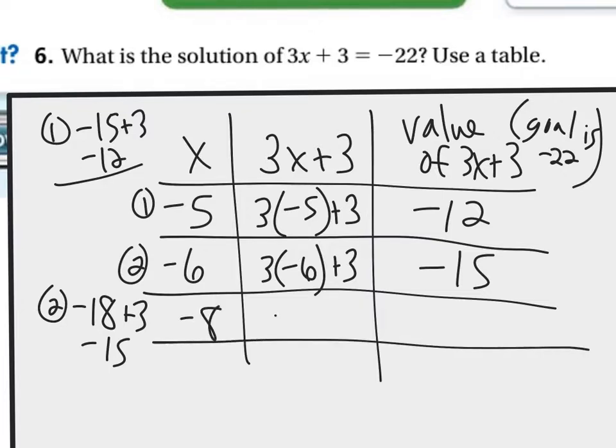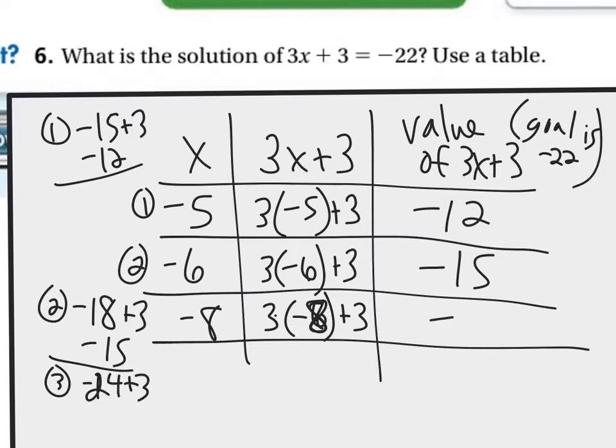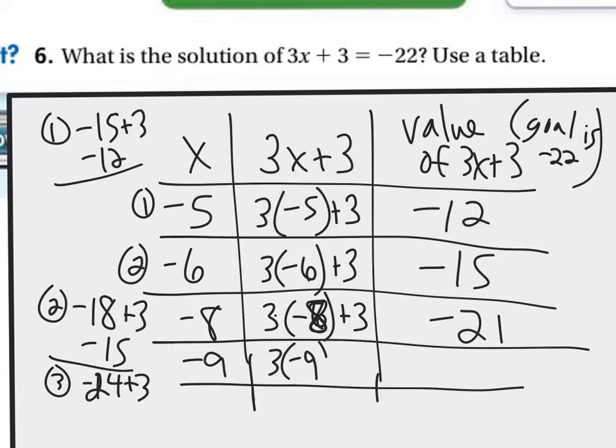So we're going to try -8. We're going to skip over the -7 here. We try -8. Make sure you do an 8 there. -24 plus 3 would be -21. We're wanting -22. That is very close. So we have almost reached our goal, not quite, so we'll just go one more step here.